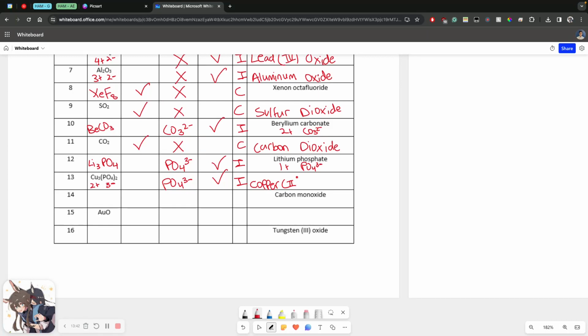So with this information, we can do copper, parentheses, Roman numerals 2, and then phosphate. Phosphate. Remember that it stays identical to what is found on the back of your periodic table.